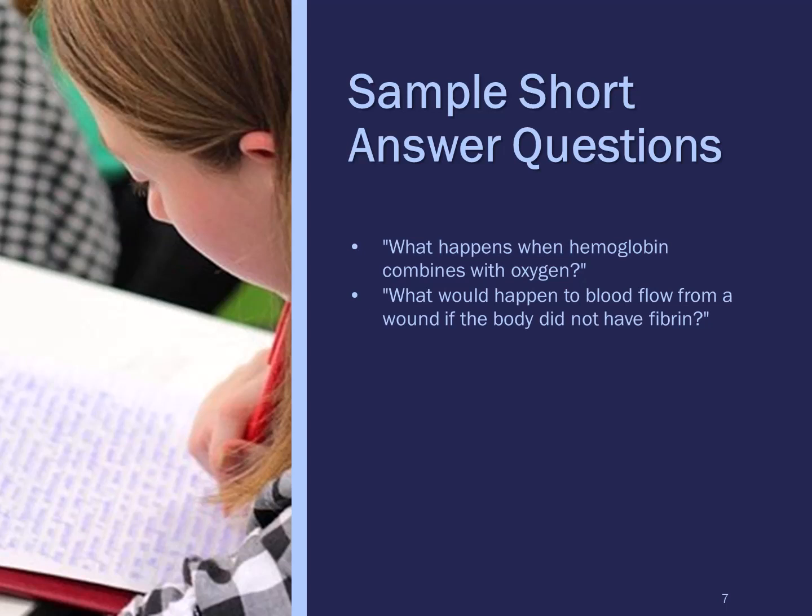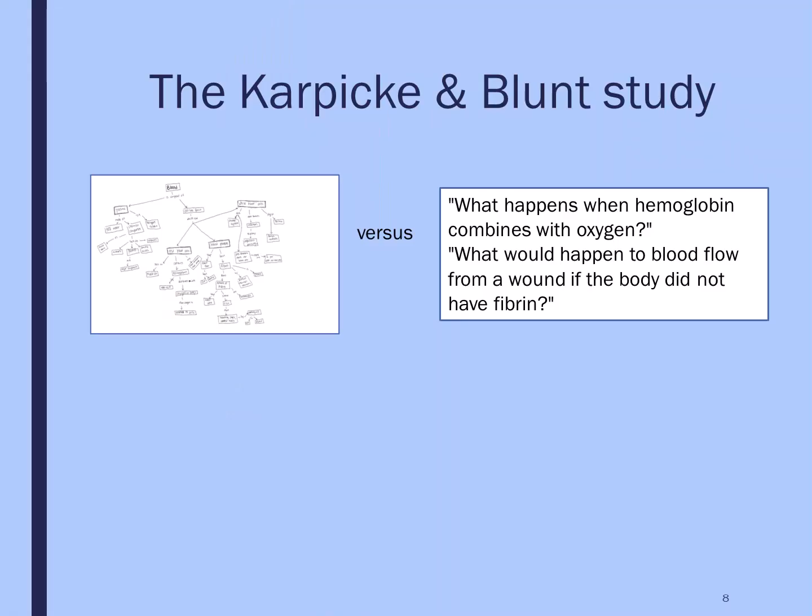So here are some sample short answer questions that could be used for practice testing, which reflects the same study material as the concept map shown. Questions like what happens when hemoglobin combines with oxygen, and what would happen to blood flow from a wound if the body did not have fibrin. As mentioned earlier, the researchers Karpicke and Blunt wanted to compare the elaborative technique to a retrieval practice technique. For the reasons we just talked about, we already know that both methods help memory, but the question now is, is one more effective than the other?